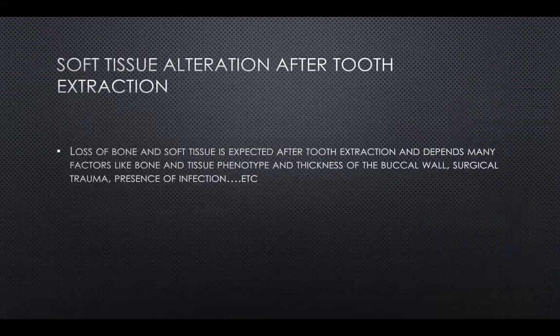So what happens to the soft tissue when the tooth is removed? There is loss of bone and loss of tissue expected after the tooth is extracted. And it depends on many factors like the bone and tissue phenotype, the genetics, the anatomy of the patient, thickness of the buccal wall, the surgical trauma, and the presence of an infection, etc.